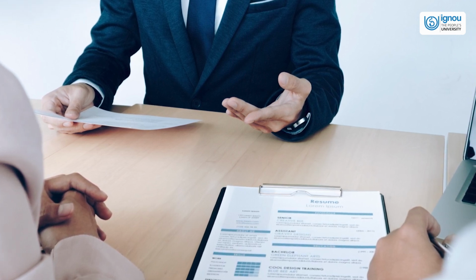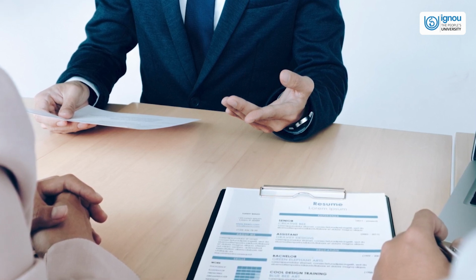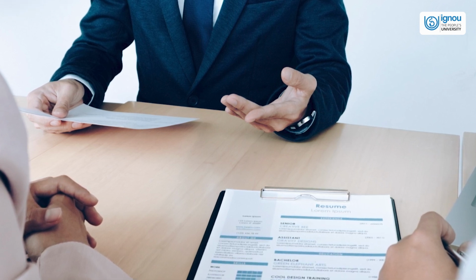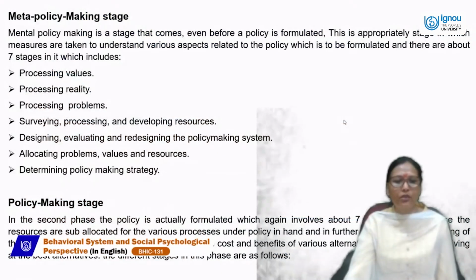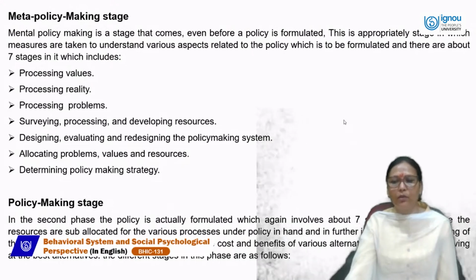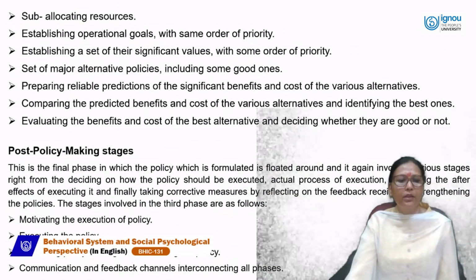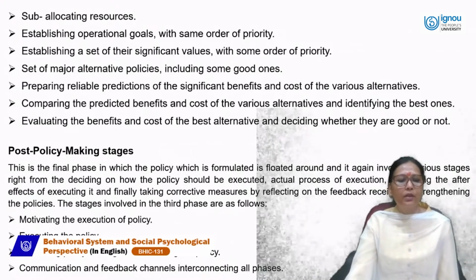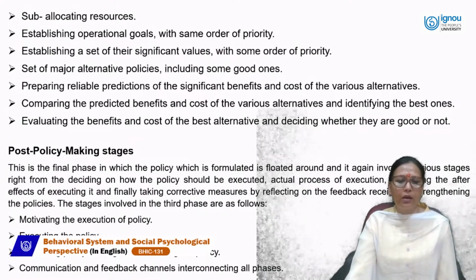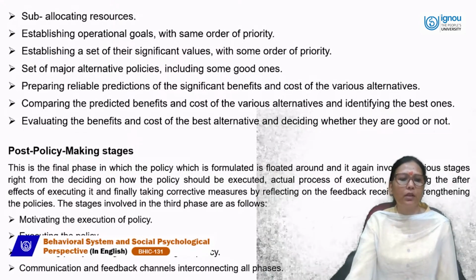Dror's optimal model. The optimal model has been classified into three phases: meta policy making, next policy making, and post policy making. The meta policy making stage has seven stages in it. The policy making stage, the second phase, is formulated again involving seven stages. Now, the post policy making stage, the third phase, involves motivation, executing the policy, evaluating the policy after executing it, communication and feedback, all phases were there in the post policy making.